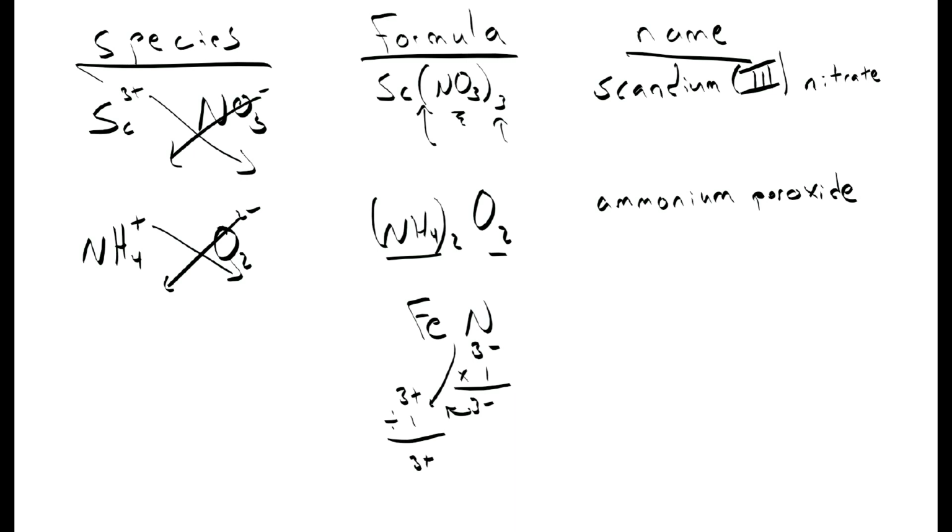I like those. So that means that this has a 3+ charge, this has a 3- charge, and the name of our species is iron 3 nitride. Let's keep going. Let's see, mercury 2 phosphide.